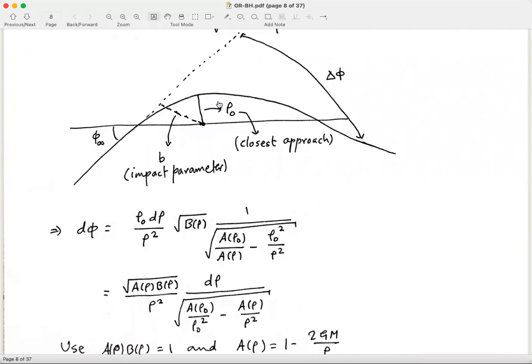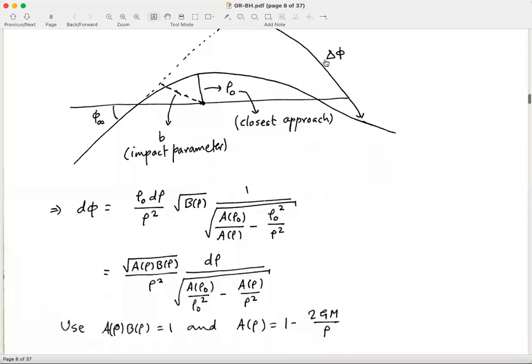Okay, that's what we will do. Of course, to determine delta phi, we have to do the same computation from rho naught to infinity. But if you think about the problem, you will realize that there's nothing called rho equals minus infinity. Rho is positive always. So it goes from infinity to rho naught, and from rho naught to infinity again. This problem is completely symmetric.